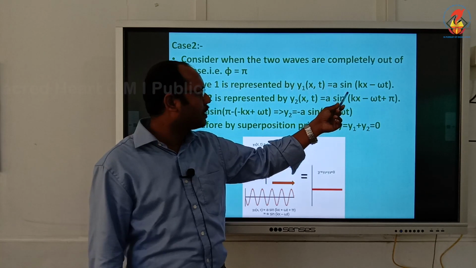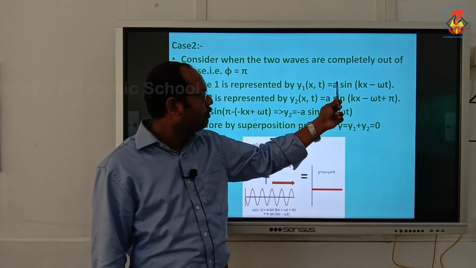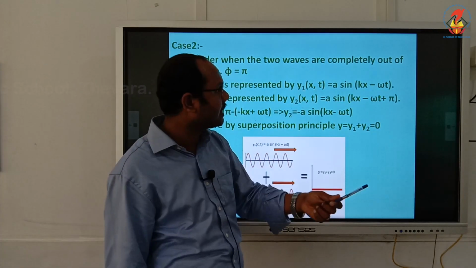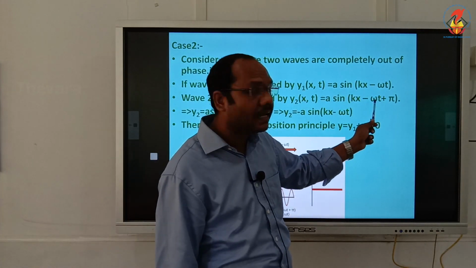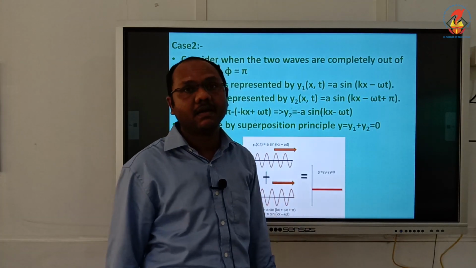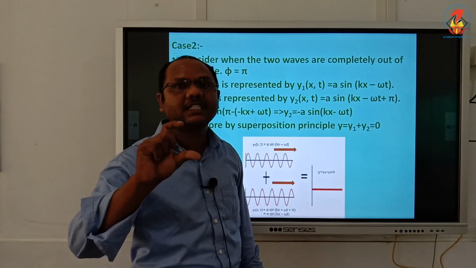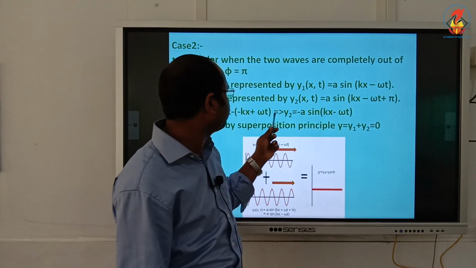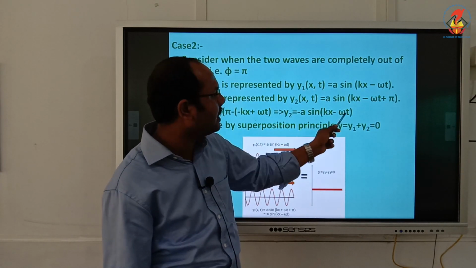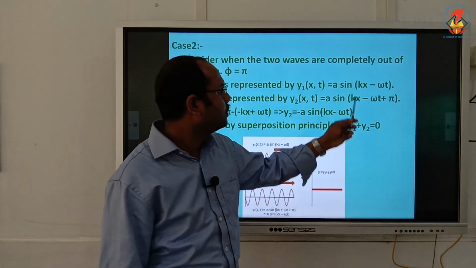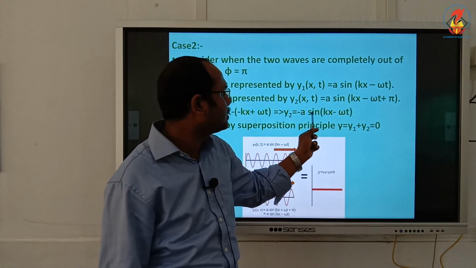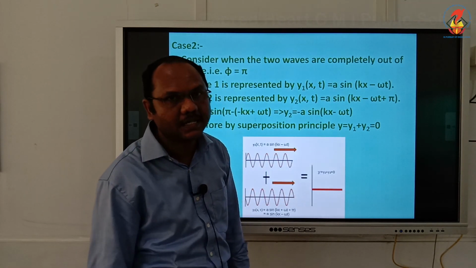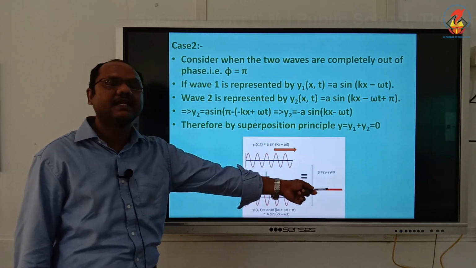You can see the equations. The first equation is a sin(kx minus omega t). The second one, a sin(kx minus omega t plus phi), where phi is pi. There is an additional phase difference of 180 degrees. So this can be written as y equals minus a sin(kx minus omega t). So this is plus, this will be minus. When you add both of them, you will get the answer as 0. That is why the resultant amplitude is 0.